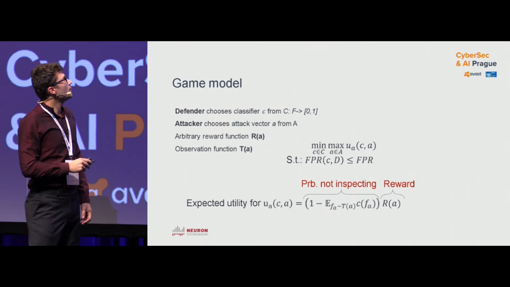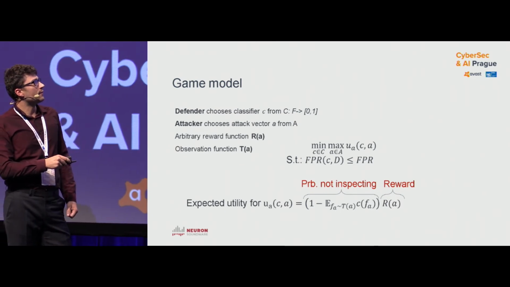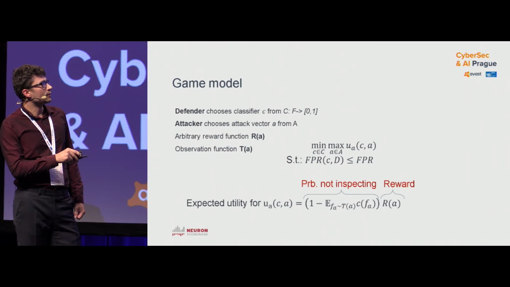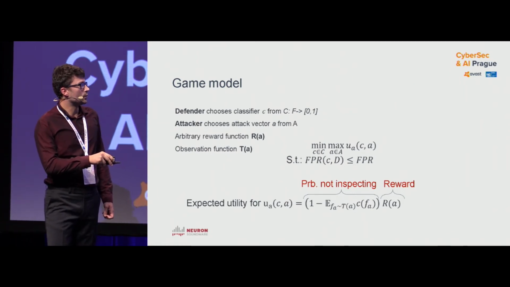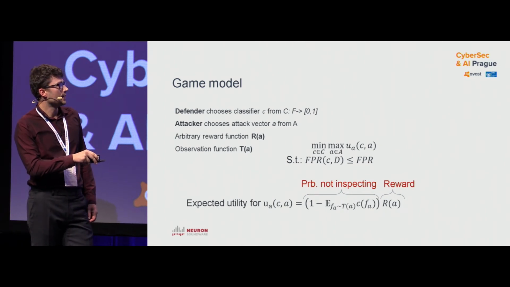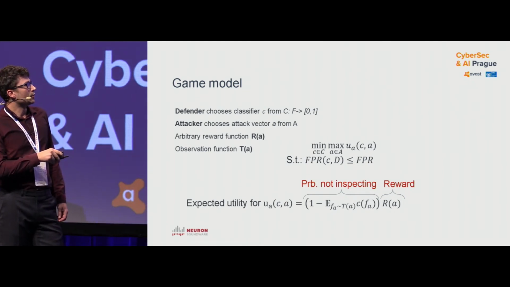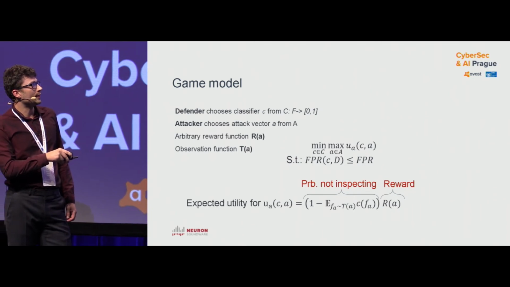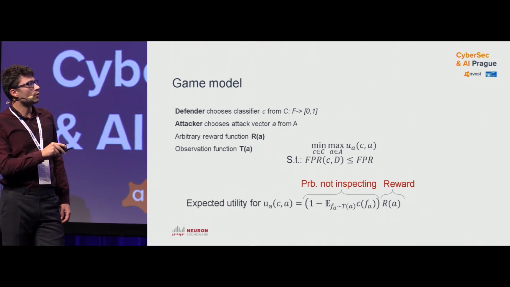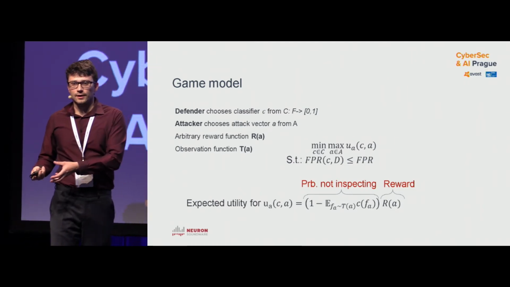So our approach is that we model the interaction between these players as a game. The defender, us, we choose a classifier so that we minimize the expected utility for the attacker. An attacker chooses an attack vector that maximizes his expected utility. We compute the expected utility for the attacker as the probability that he is not inspected, not classified as an anomaly, times his reward for the action. Additionally, we have a constraint that the false positive rate of our classifier on benign data should be below 0.1 or whatever. That's an input. And we are given two functions: the reward function for the attacker, and the distribution of the observations that we as a defender observe given that the attacker chooses an action to play.